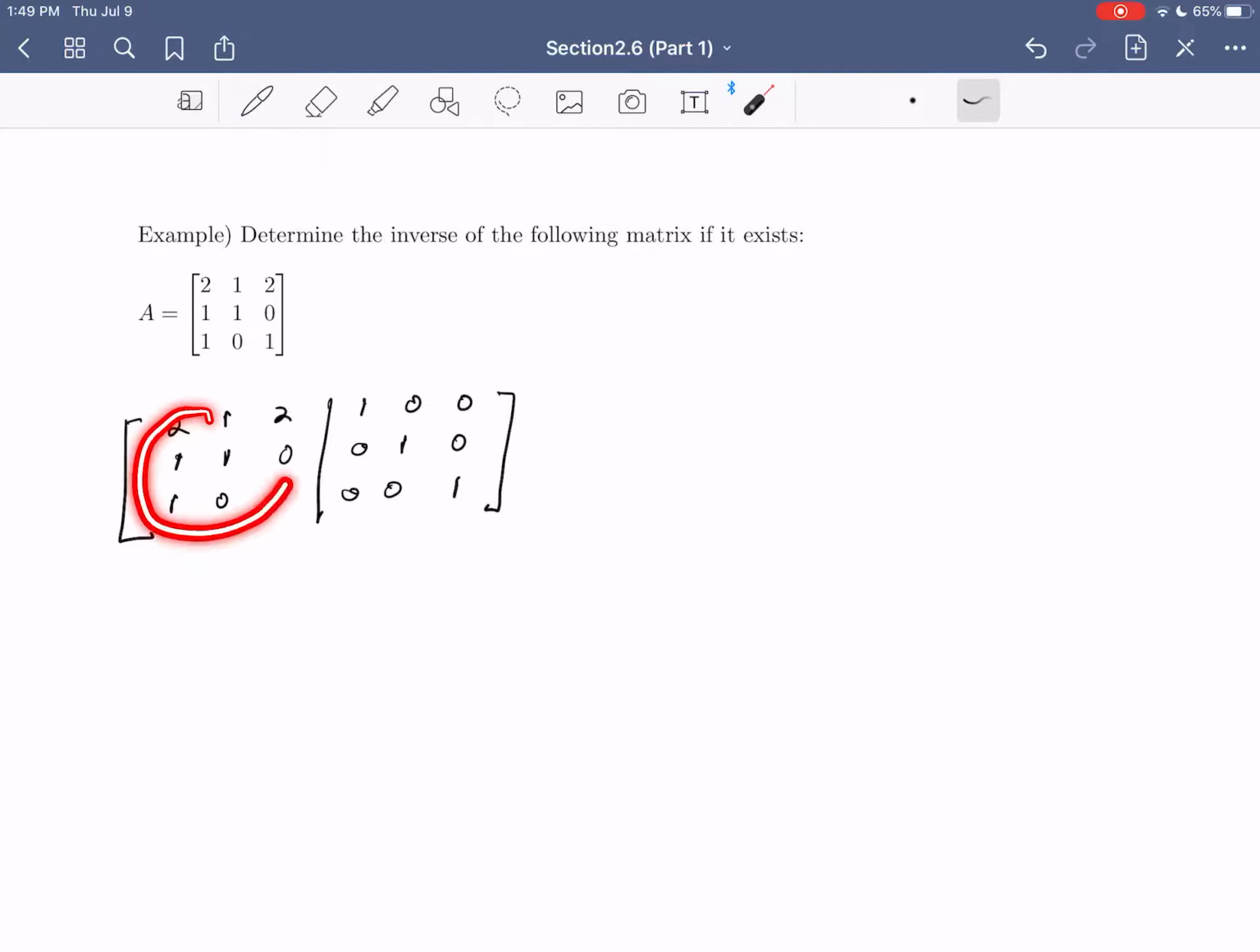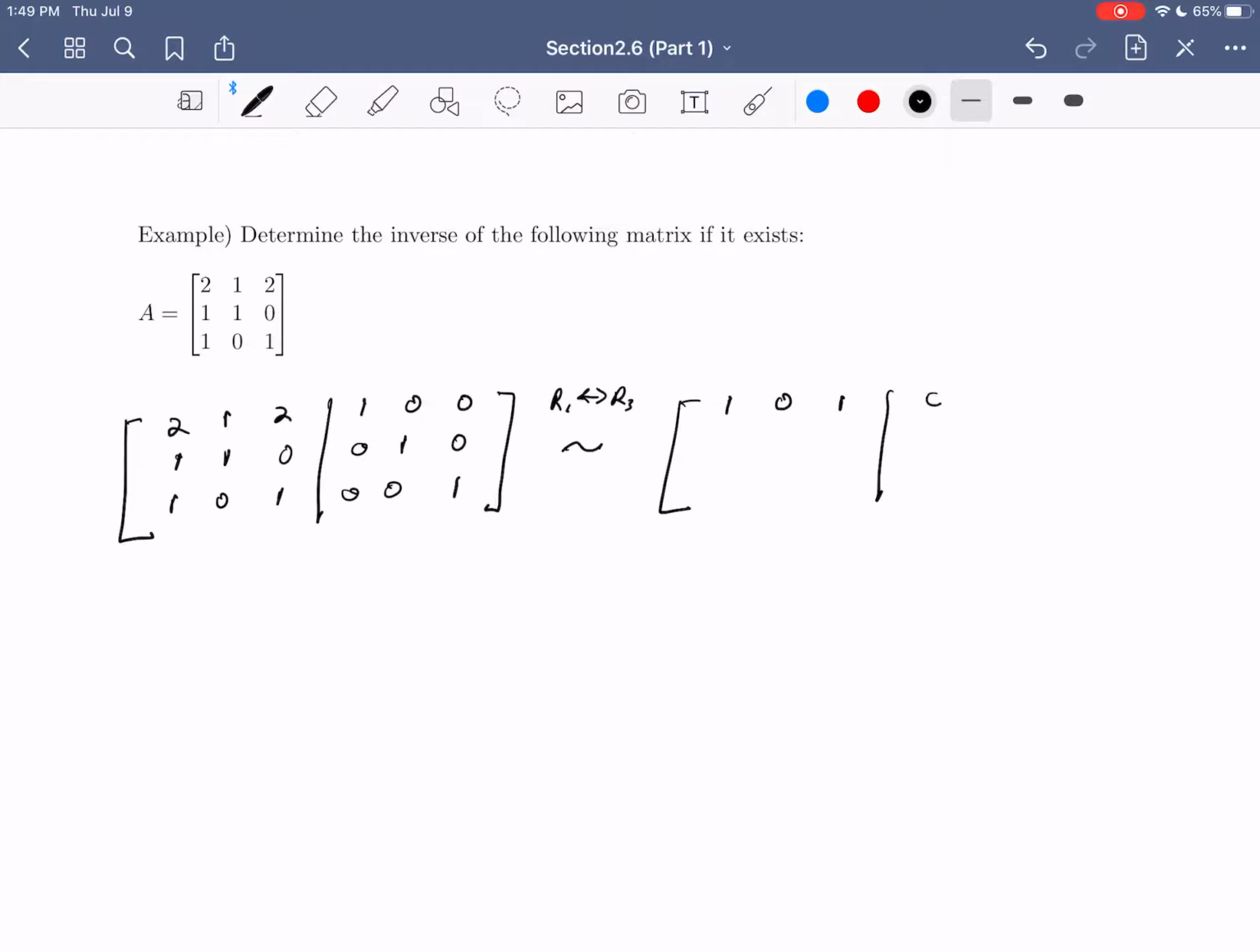Now, our goal is to change this into the identity matrix and keep track of what happens over here. What eventually will end up over here will be A inverse. So we can make things a little bit easier. Maybe we can move this up to the top. So let's do our first elementary row operation as interchanging row 1 and row 3. So that'll give us [1, 0, 1 | 0, 0, 1], then [1, 1, 0 | 0, 1, 0], and then [2, 1, 2 | 1, 0, 0]. Okay, so that's our first step there.